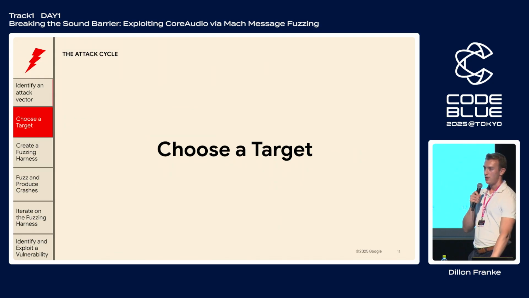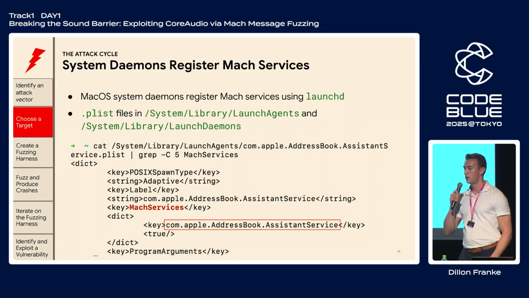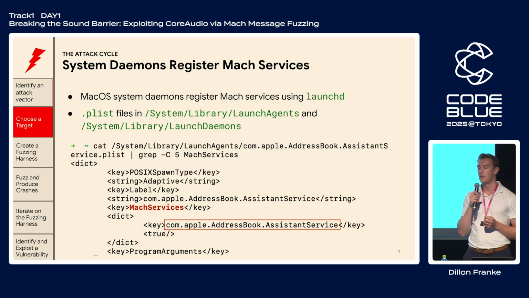So now that we know a little bit about the basics of Mach IPC, it was time to choose a target that utilized Mach IPC. And to do that, I started looking at the system daemons available on macOS. System daemons are special services that run on the system, and they're spawned by launchd, which is the first process that runs when the OS is booting up. These are all defined in plist files in the launch agents or launch daemons directory. So you can see an example here.